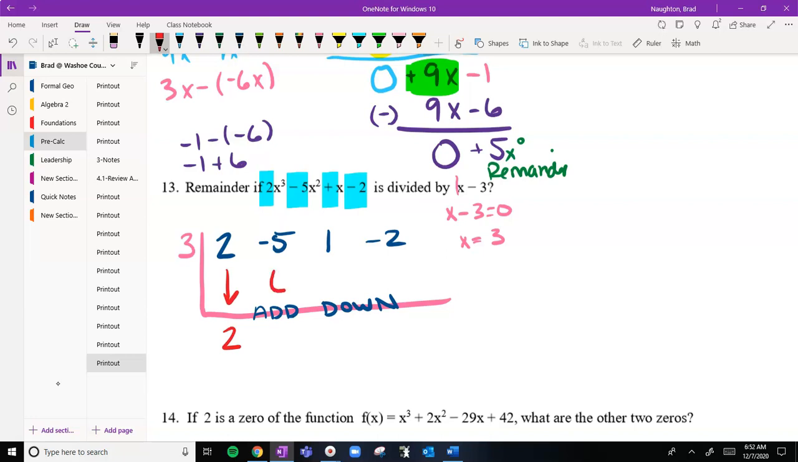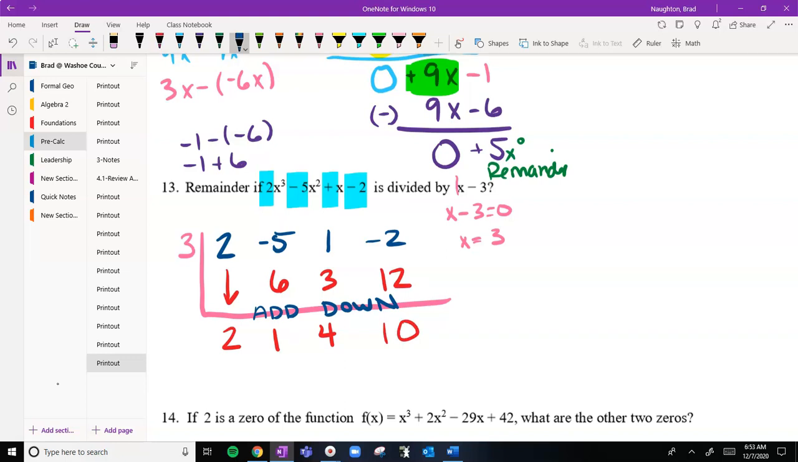So 3 times 2 is 6, and then the 6 goes under the negative 5. Negative 5 plus 6 is going to give me 1. So 3 times 1 is going to give me 3. Add down, that's 4. 3 times 4 is going to give me 12. And then when I add down, that's a 10.